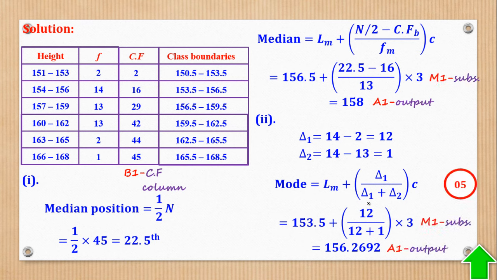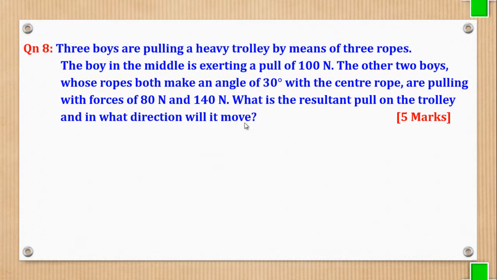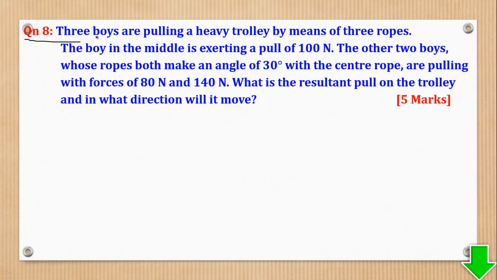So basically that's what they wanted. Then question 8 says, three boys are pulling a heavy trolley by means of three ropes. The boy in the middle is exerting a pull of 100 Newton. The other two boys, whose ropes both make an angle of 30 degrees with the center rope, are pulling with forces this and that. What is the resultant pull on the trolley, and in what direction will it move?